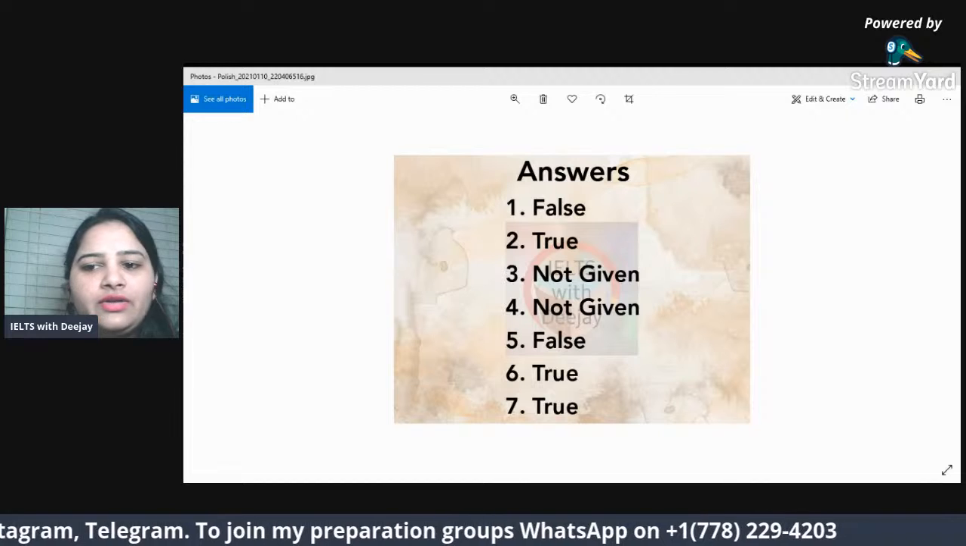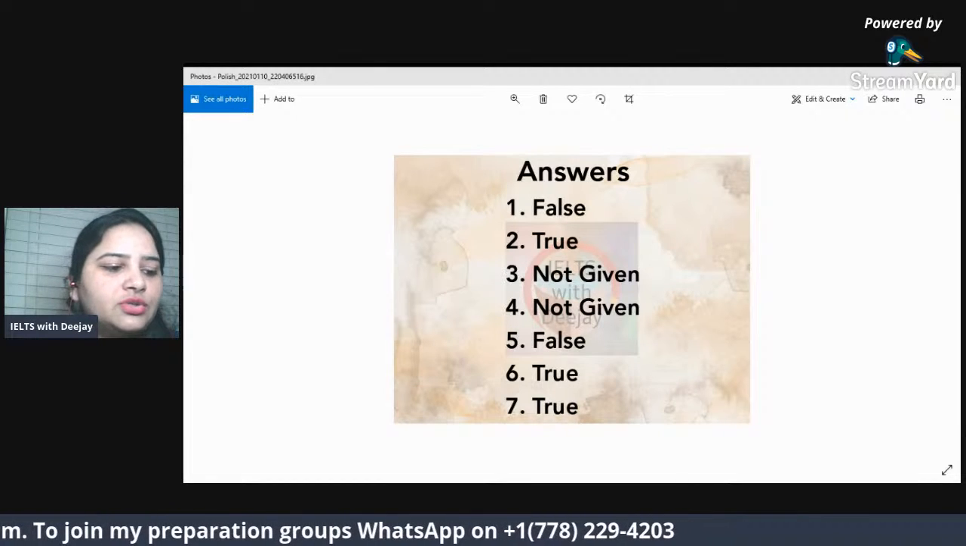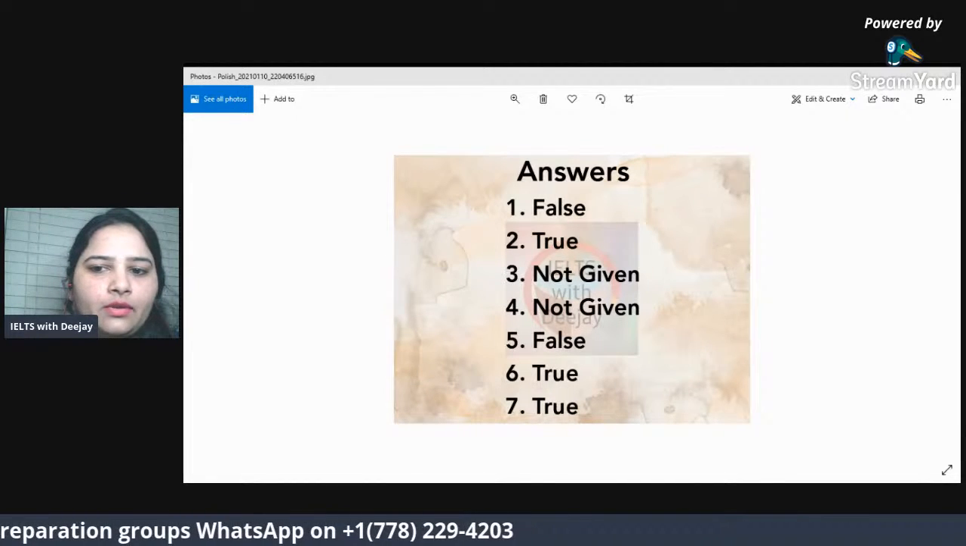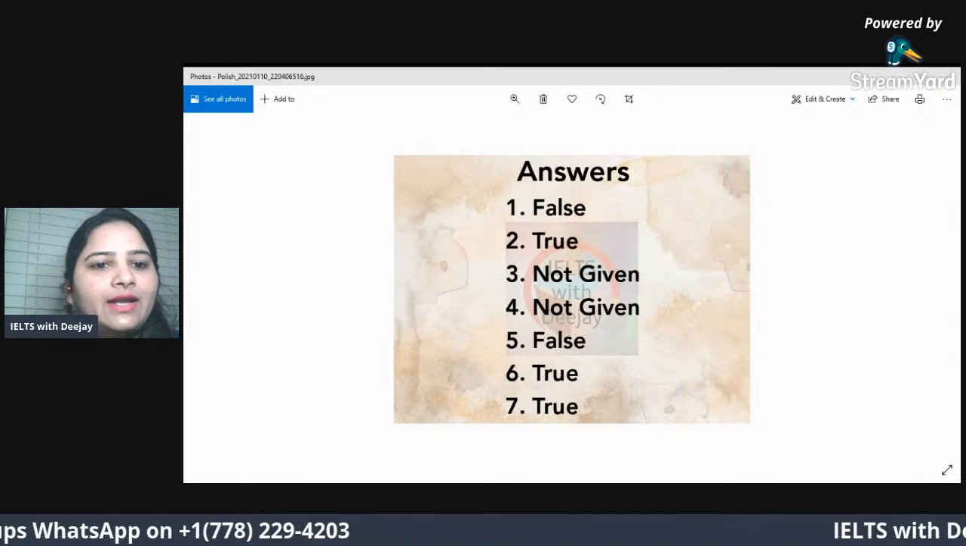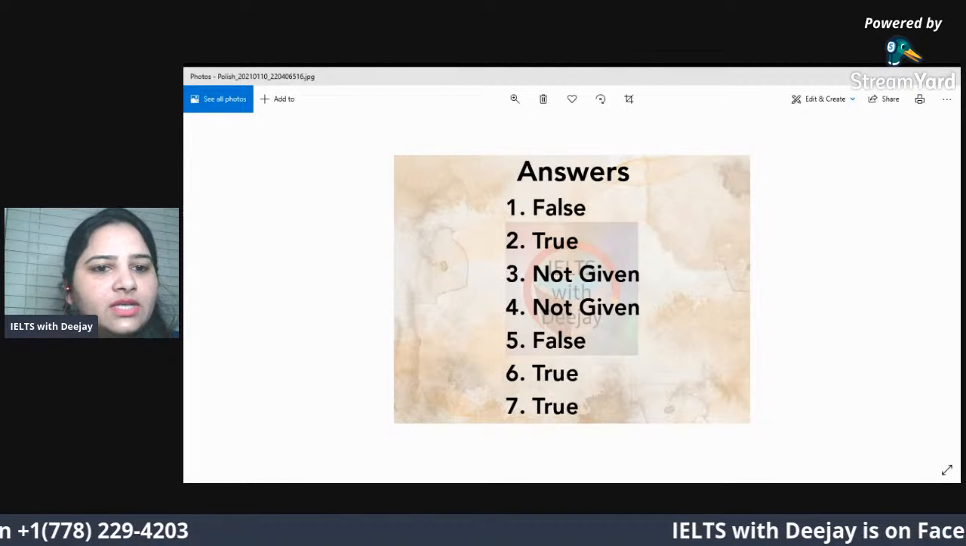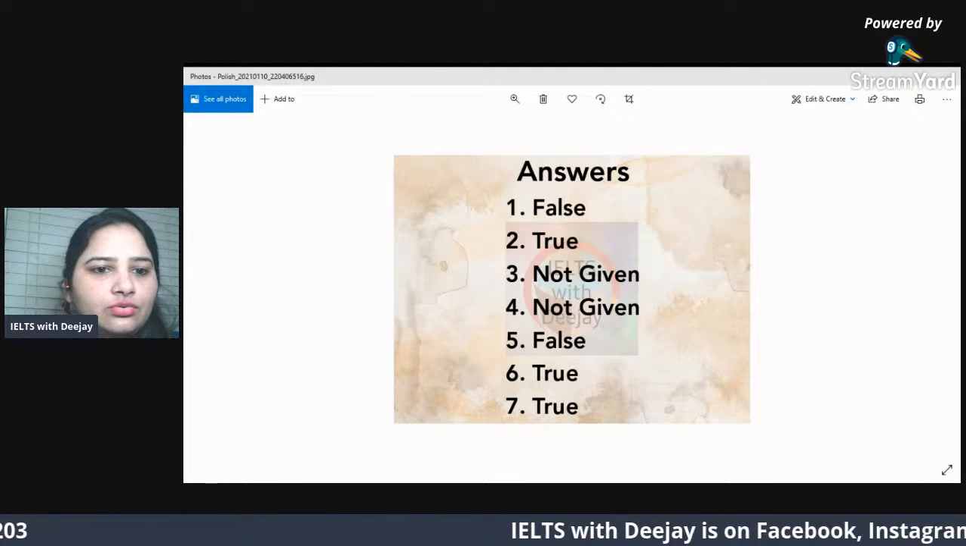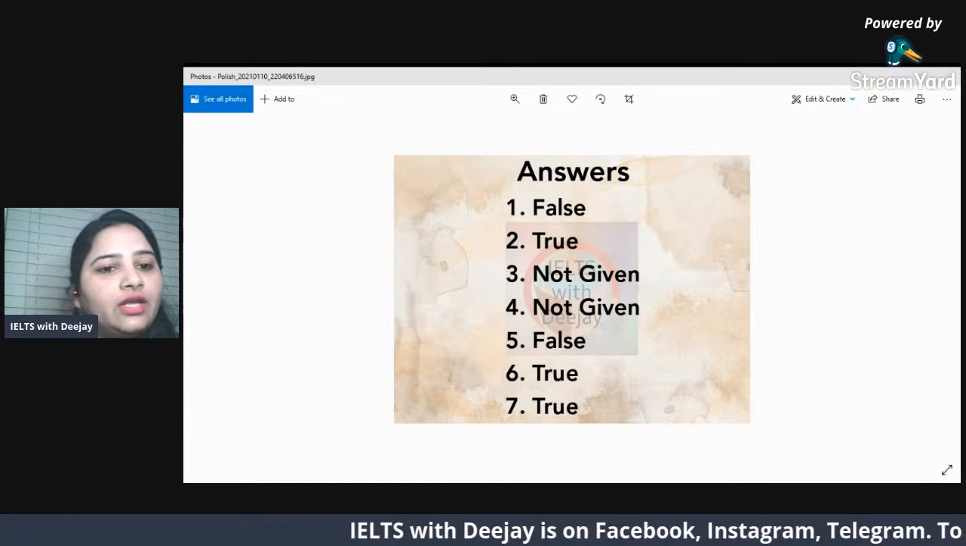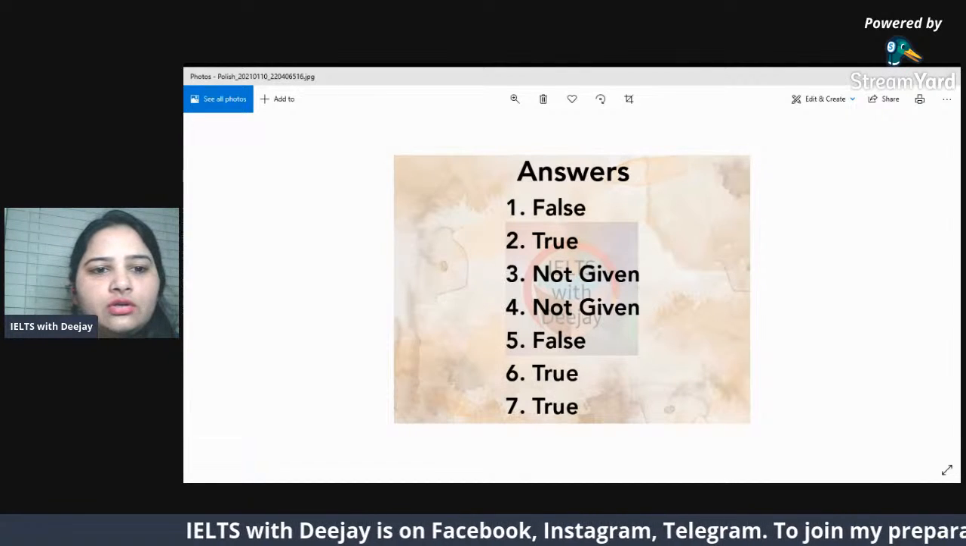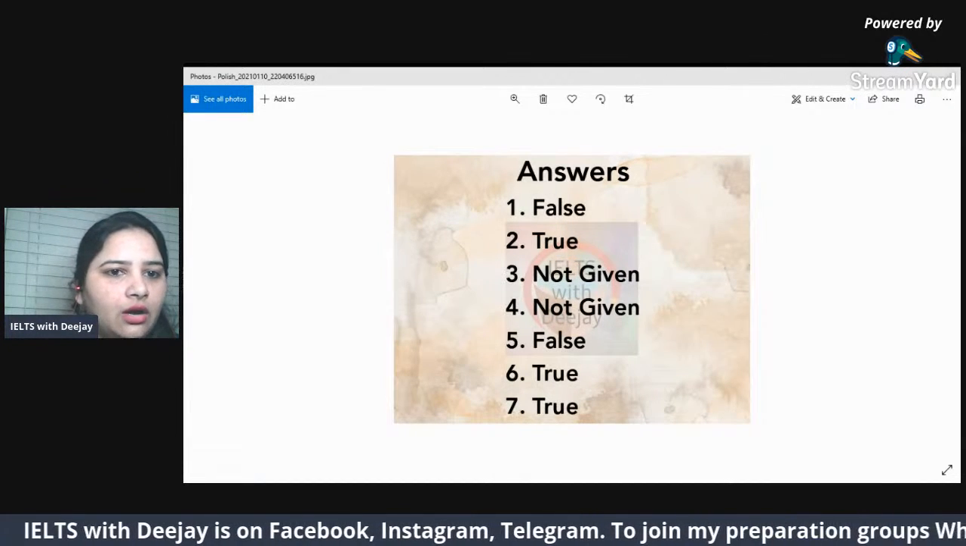So never read the whole passage. That will waste your time only. Skimming and scanning works everywhere. Scanning is the best thing to do. So if you have any other questions about this type of question, or any doubts, you can let me know.